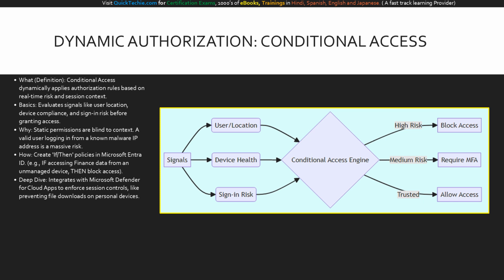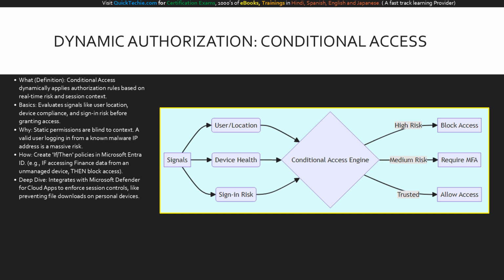It evaluates millions of real-time signals before opening the door. You can build strict if/then policies. For example, if a user tries to access a highly sensitive SharePoint site and they are using a personal, unmanaged iPad, then authorize access, but restrict their session so they cannot download or print any files. If Entra ID detects that a user's sign-in risk is suddenly high due to impossible travel, conditional access can instantly revoke their authorization until they pass a strict multi-factor authentication challenge. It makes authorization context-aware.